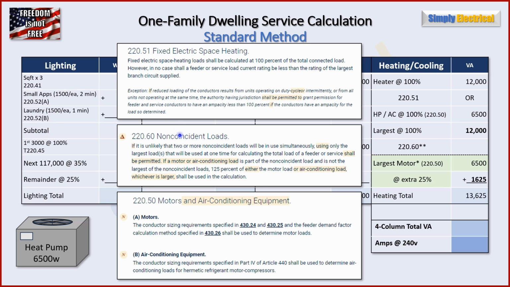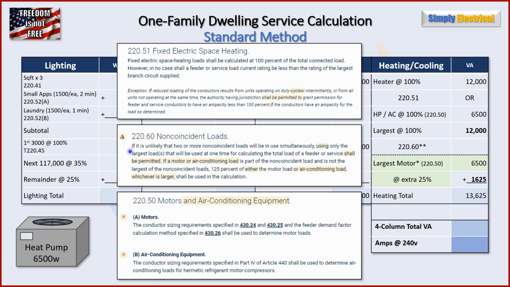The non-coincident loads, the reason they're here is because in a residence like this, the heating and the air conditioning are going to be the main loads that are always referenced for non-coincident loads. They're really the only ones in a dwelling in most cases. So let's talk about non-coincident loads now, and then we'll move on to motors and AC next.